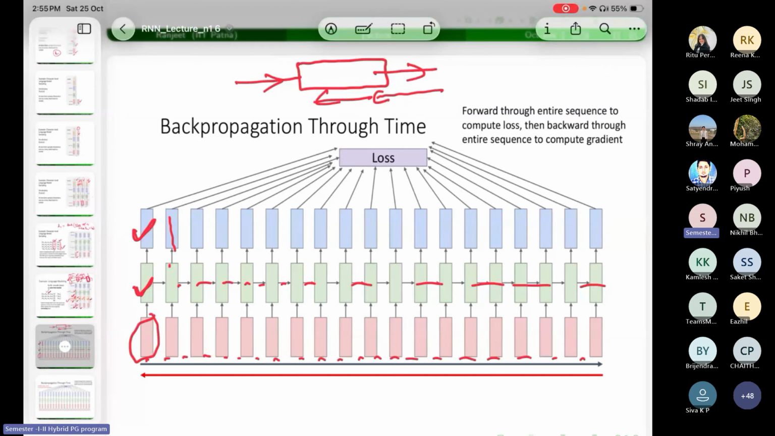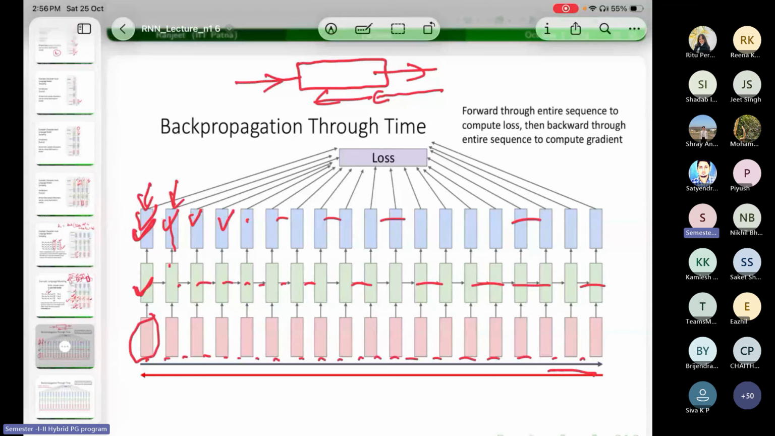In this manner you can generate a lot of states, and for every state you can get output also. And now you have to find how good your output is. So this is one prediction, second prediction, third prediction, fourth, and so on. And you have the actual ground truth also, the actual value. You compare with every output here, compare with the target output for every output, and then find the loss, and then do the back propagation.